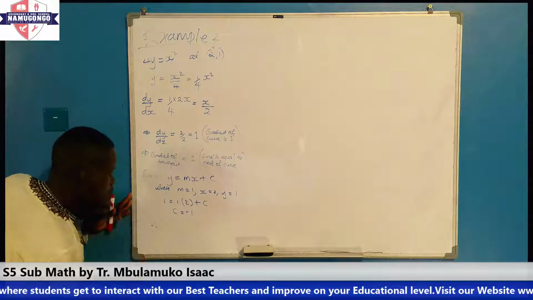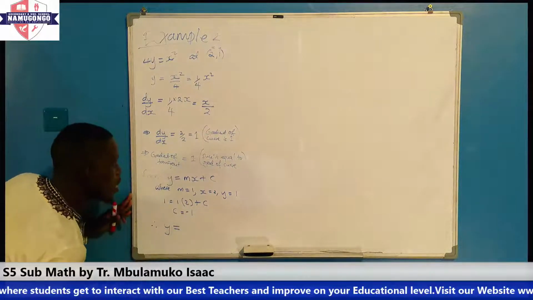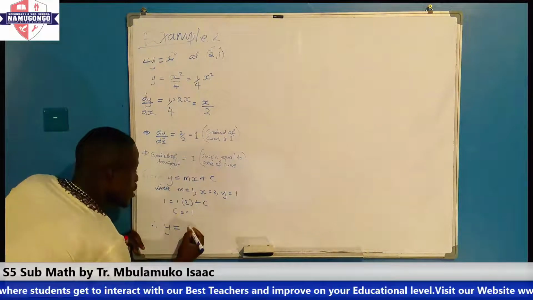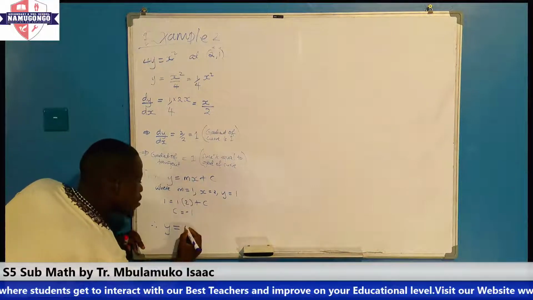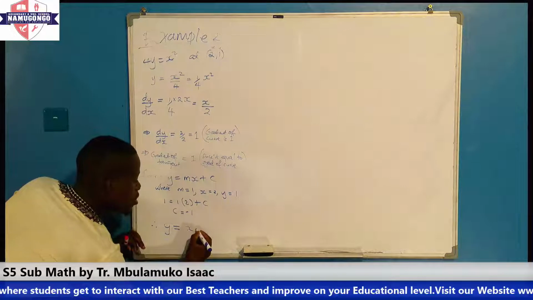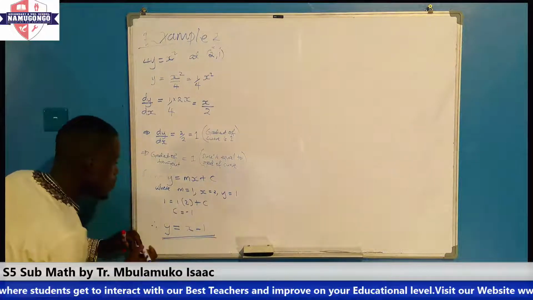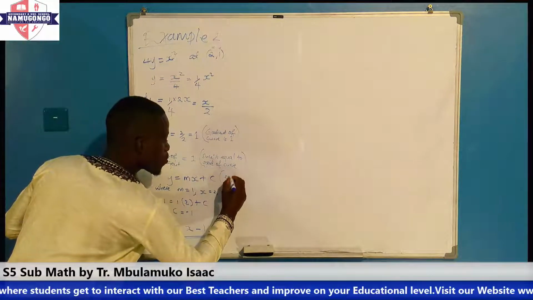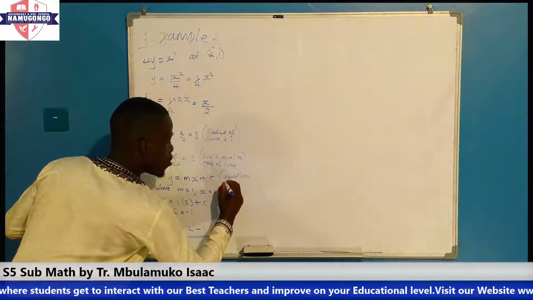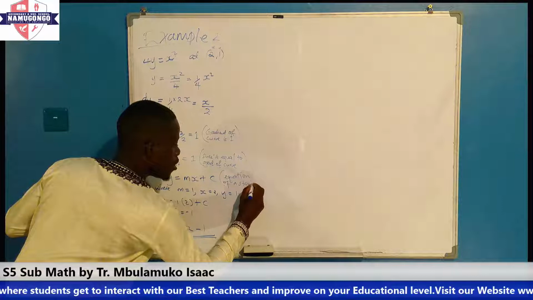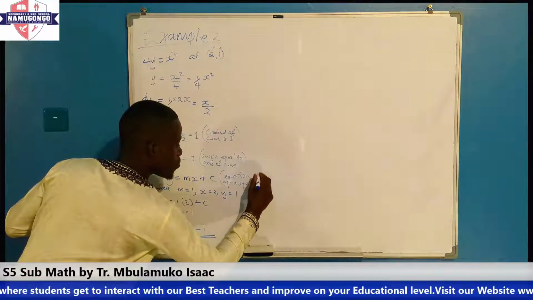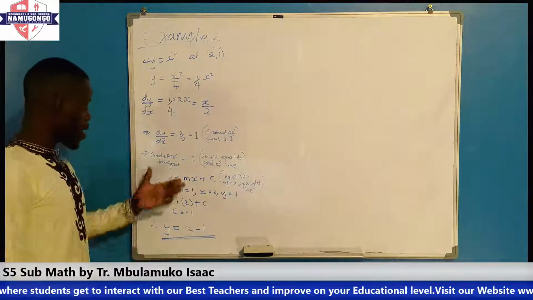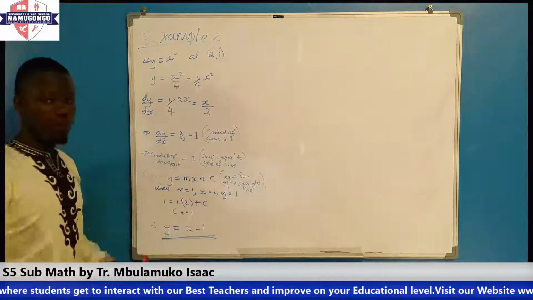So after that, we substitute. Therefore, our equation of the tangent will be y is equal to mx plus c. So m remains because it is our gradient, so it is 1. Anything times 1 remains, so it will be x plus c, and our c is negative 1. So that will be our equation of the tangent. In this case, I've used the equation of a straight line. So we can move on to the next slide and look at what we have prepared there.